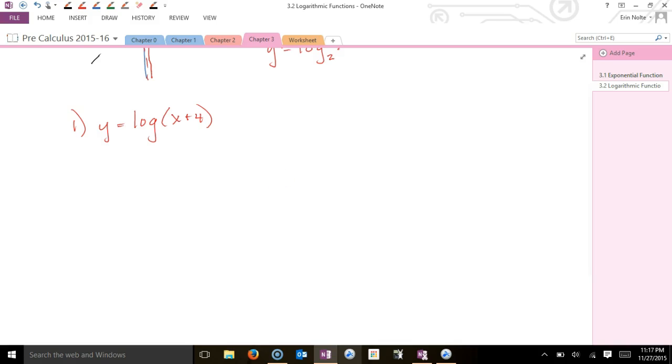So for this first question, if I have a +4 inside parentheses, what direction does a +4 inside parentheses move any function? To the left. Okay, so that means I'm going to take this function and move it to the left. So what happened specifically with my logarithmic function? What's the first thing that I want to think about?